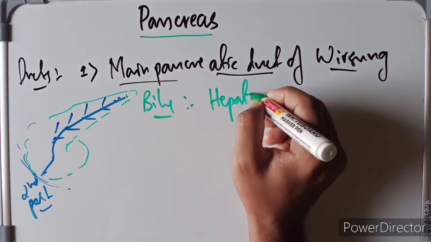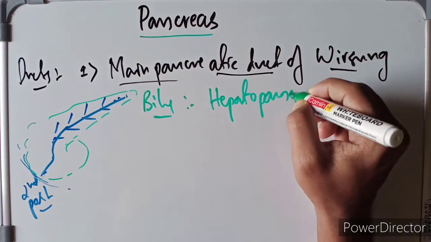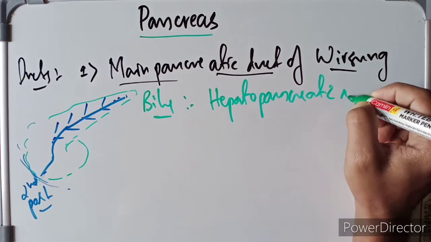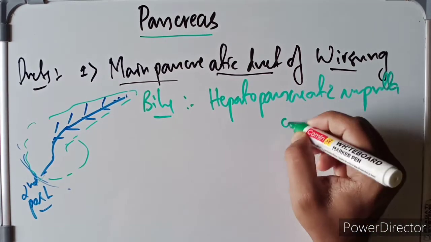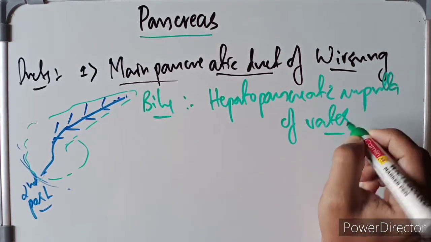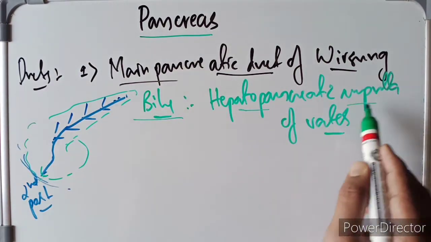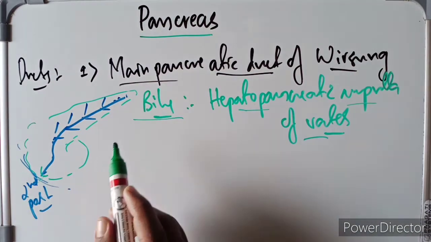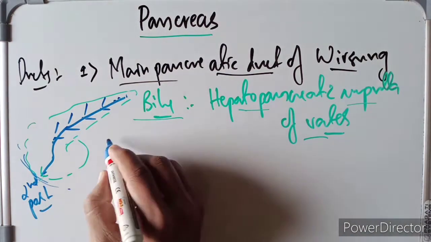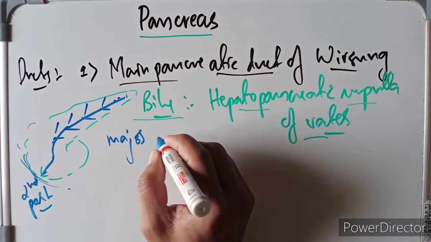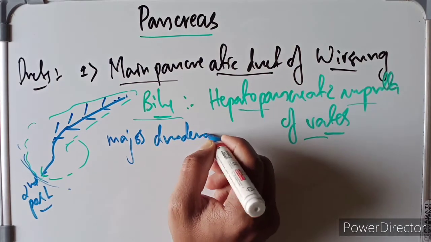to form the hepatopancreatic ampulla of Vater. So just before combining with the second part of the duodenum, it joins with the bile duct to form the hepatopancreatic ampulla of Vater, which is also known as the major duodenal papilla. So this forms the major duodenal papilla.